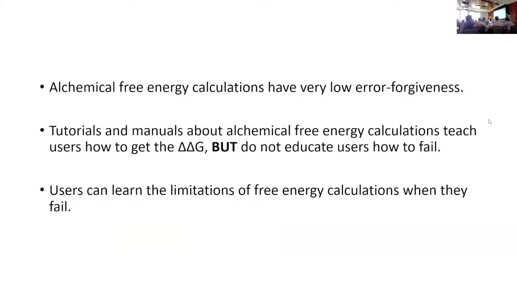And one last thing is, as a user, I have had a lot of failures in doing free energy calculation. I have to figure it out myself. One of the things I feel about alchemical free energy calculation is it has very low error forgiveness. Everything must be perfect to get the result. For example, the choice of the crystal structure, right? If you choose chain A, you start the MD simulation, and the ligand just comes off right away. This will not be a problem if you are using a static model, right? It just stays there.